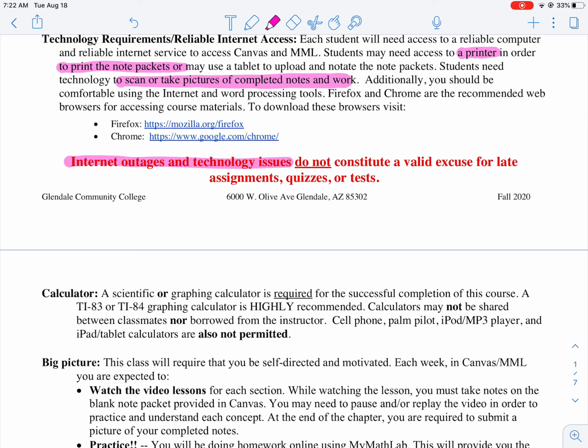Internet outage and technology issues do not constitute a valid excuse for being late on any assignments, quizzes, or tests. So please don't wait until the last minute. If you run into a technology issue, unfortunately, that's too bad. It happens. We all know it happens. So please make sure that you plan ahead and plan accordingly. Make sure that you have the appropriate internet, the appropriate technology, all that you need to be successful in this class.